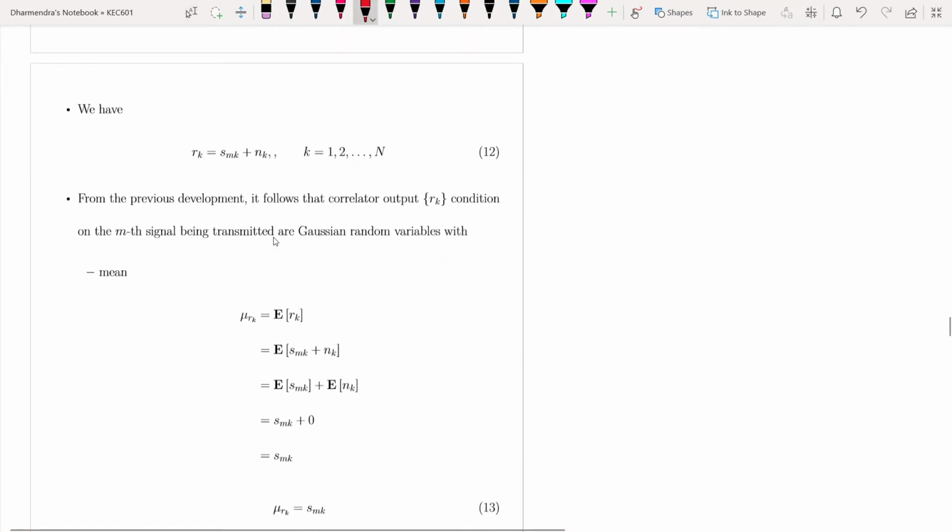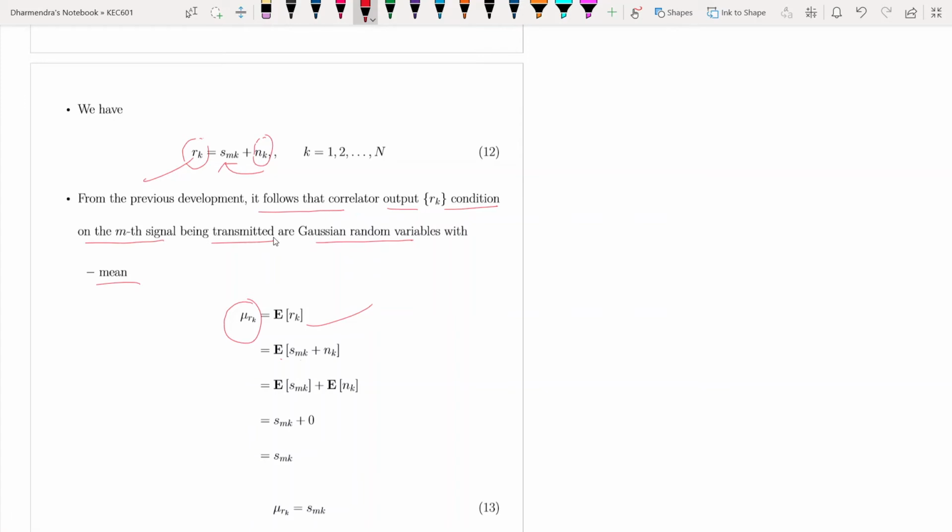So now we know the statistical characteristics of Nk, the random variable. What is the mean, the joint PDF and the covariance, which we know. Okay, so if you are adding a random variable to a deterministic component s_mk of t, this rk will also be a random variable. From the previous development, it follows that the correlator outputs rk, conditioned on the mth signal being transmitted, are Gaussian random variables with the mean like this. If you add a Gaussian random variable to a constant, a deterministic quantity, you get a Gaussian random variable. So this is the mean of the rk random variable.